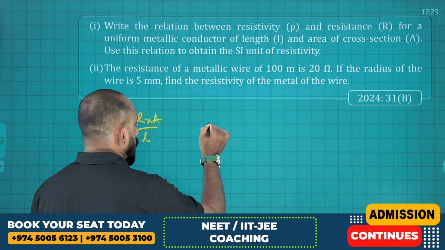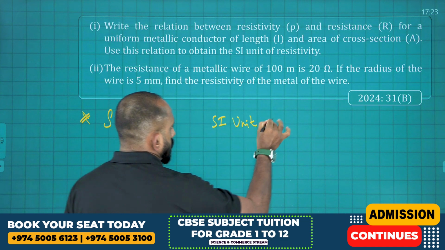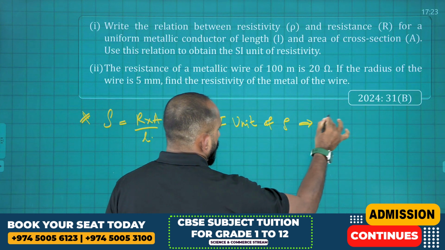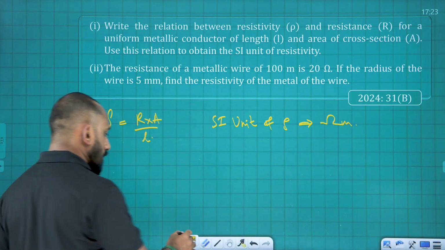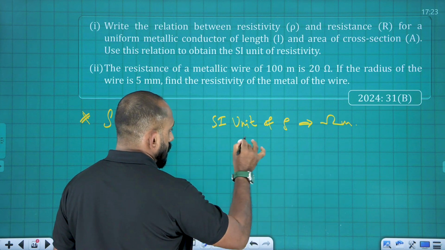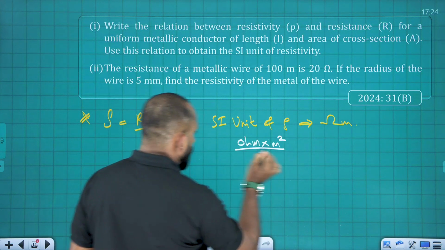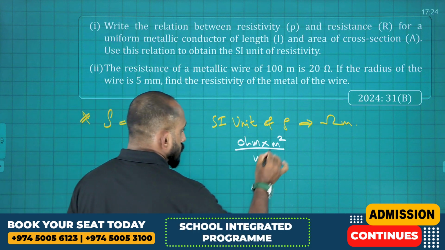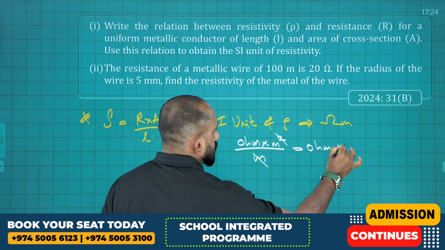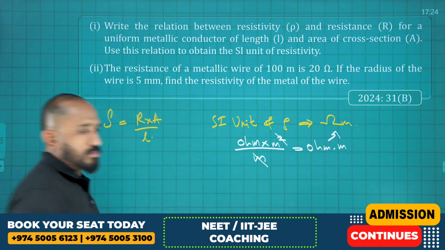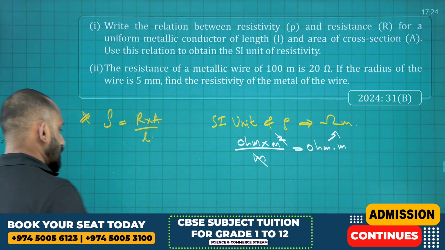So, SI unit of rho is ohm meter. How? R resistance has unit ohm, into area has unit meter square, divided by length has unit meter. So, if you cancel meter square and meter, you get ohm meter. So, that is ohm meter. You got it. Now, come to the second part.